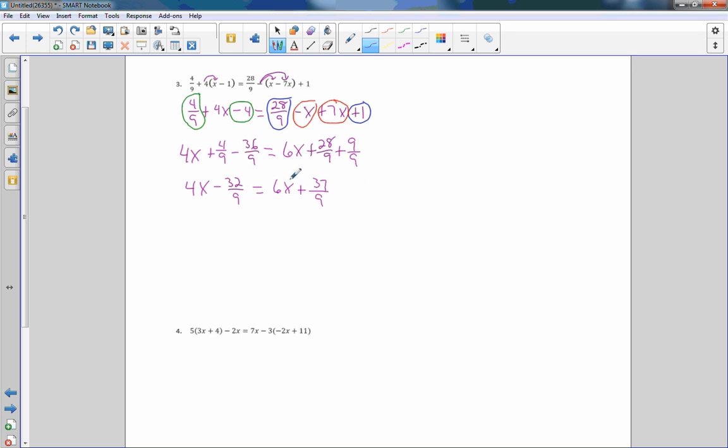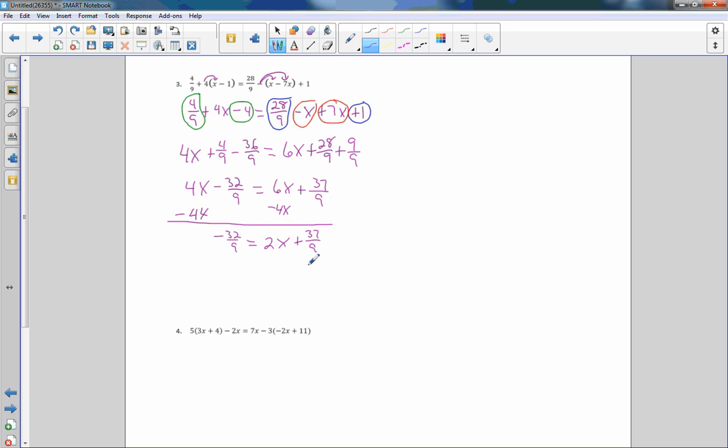Okay. Now I want to move my x's all on one side. If I move the 6 over here, I'll end up with negative 2x. I don't want negative variables, so I'm going to subtract 4x from both sides. These will cancel. I get negative 32/9 equals 2x. 6x minus 4x is 2x, plus 37 over 9.